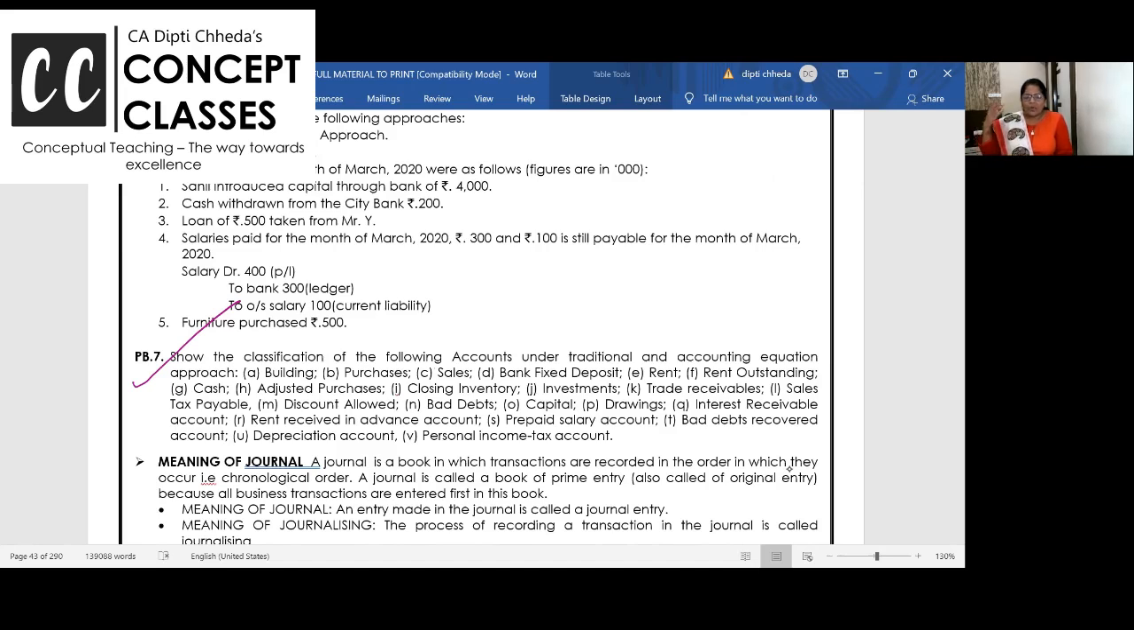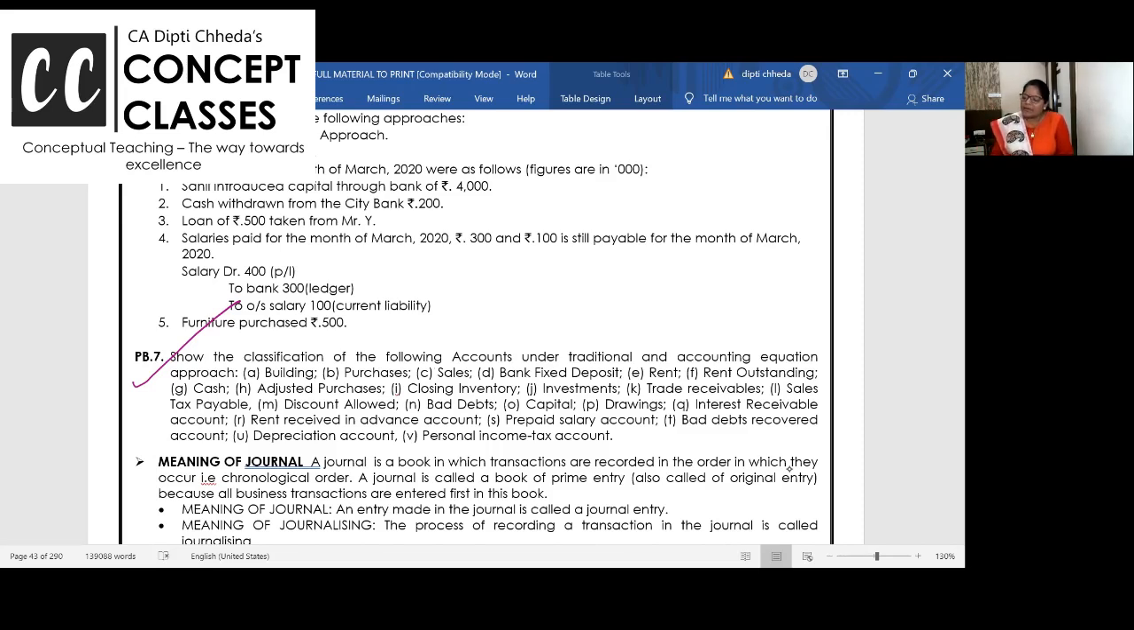When I teach, I want to go to your level and teach. But then I want to give you that step up, and that vision of how you have to overtake in these professional exams. So, show the classification of the following accounts.